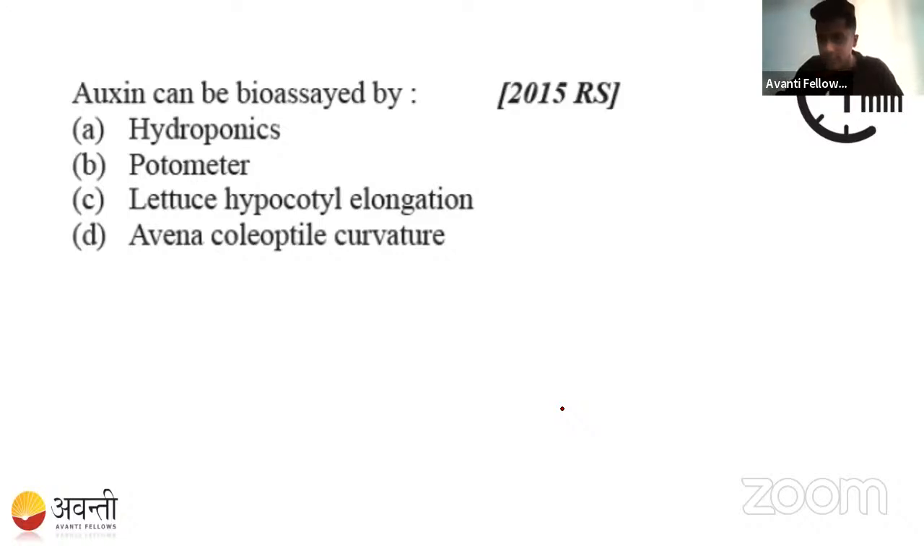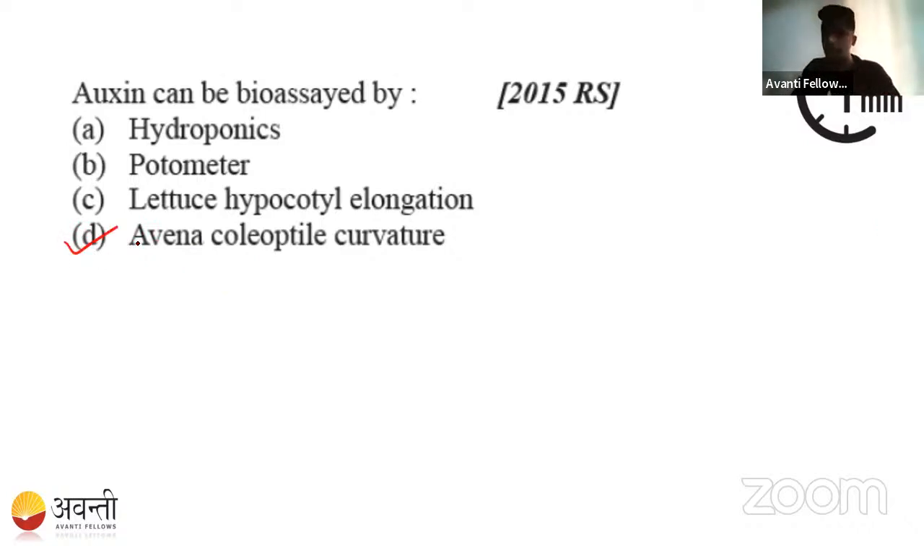So we have 30 seconds. Okay. So anyways, it's a very simple question. I will end the poll now. Okay. So let's see what is our answer. So if you have chosen option D as your answer, you're right. Okay. So the right answer for this question is option D, that is Avena coleoptile curvature.